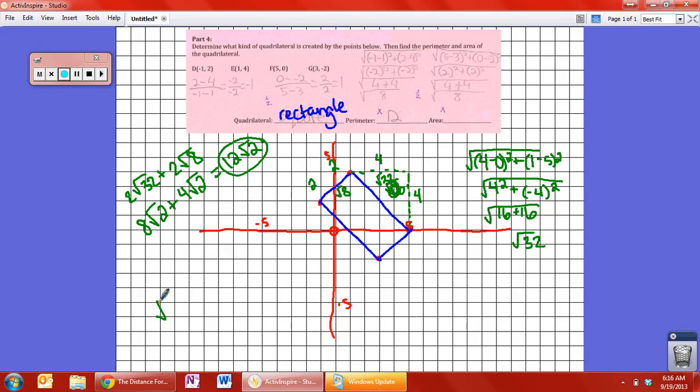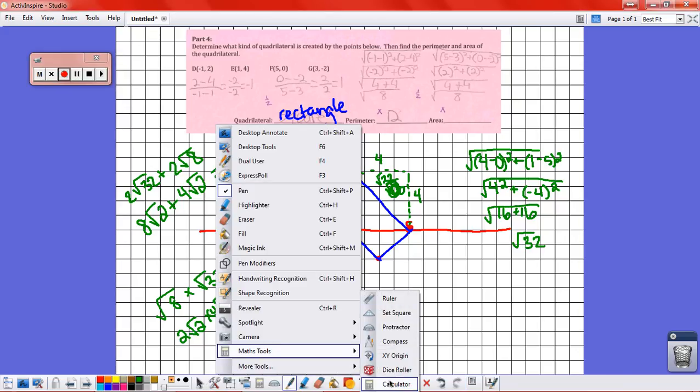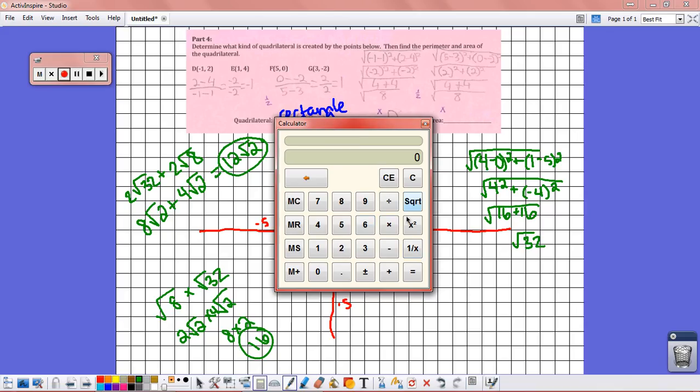And then your area is going to be the square root of 8 times the square root of 32, which would make 2 square roots of 2 times 4 square roots of 2, which would be 8 times 2, because square root of 2 times the square root of 2 is 2, which would be 16. So your area would be 16. And then let's just break out a calculator just to make sure that this makes sense. Alright, so let's see, where's my calculator? This calculator is not complicated enough, is it? Oh, no it is. Okay, good.